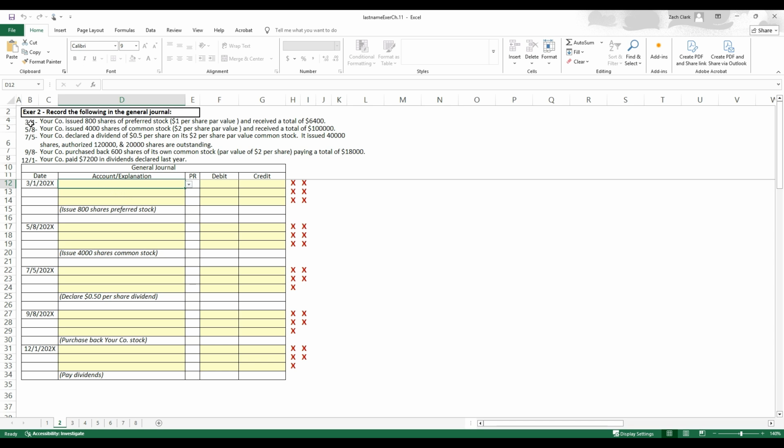Okay, so let's start with March 1st. We issued 800 shares of preferred stock and received a total of $6,400. When we're talking about receiving the cash, that's going to be the total amount that we get. So as per usual, our asset of cash goes up. And then we want to look at the par value here. Remember, we're talking about preferred stock in this example. We'll look at common stock in the next one.